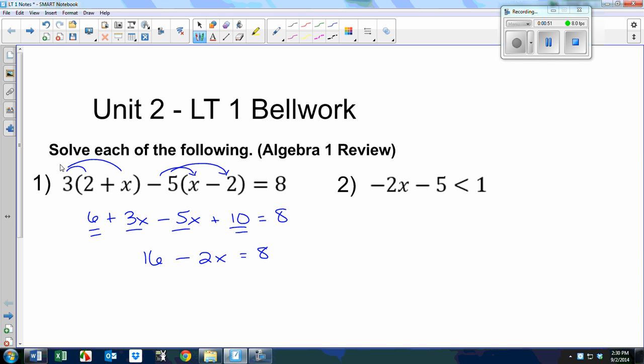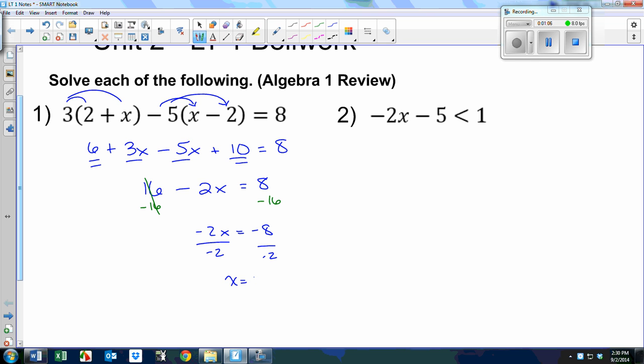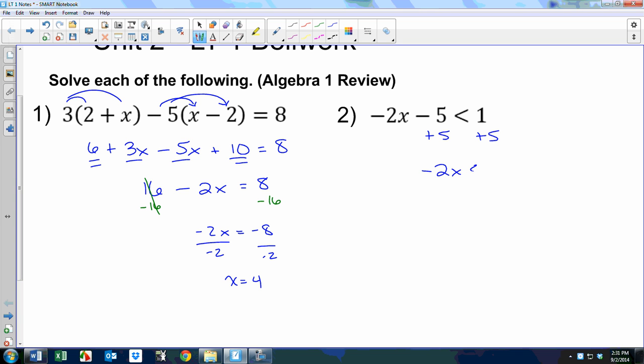Then we start subtracting and moving things to the other side of the equals to solve for x. So we subtract 16, and we get negative 2x equals negative 8. Then we divide by negative 2 and get x equals 4. Much the same steps for solving an inequality. First step over here would be adding 5. So negative 2x is less than 6.